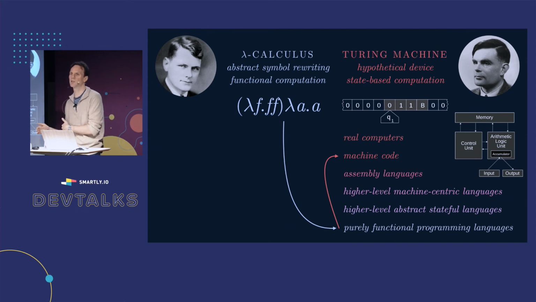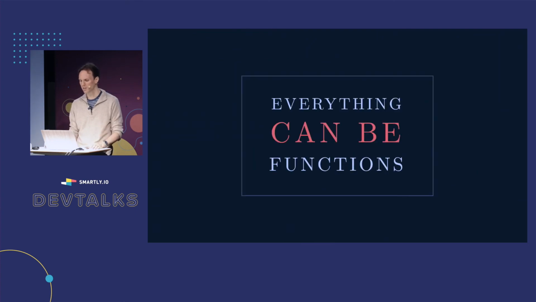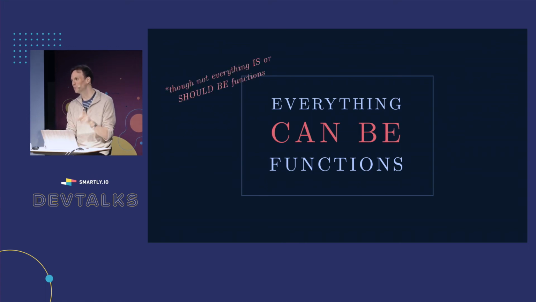So we'll write these pure functional languages, and we'll have compilers that have been very cleverly written to develop good machine code from them. These things are equivalent, which means everything can be functions. Literally everything. But not everything should be. But more than you might think.